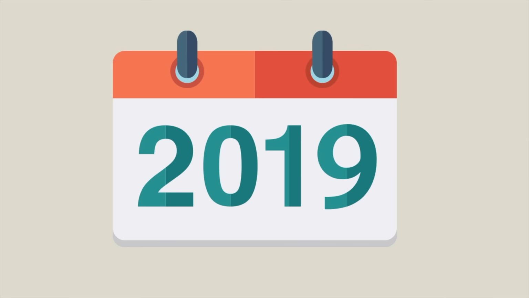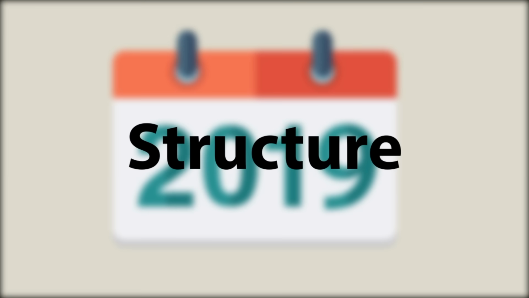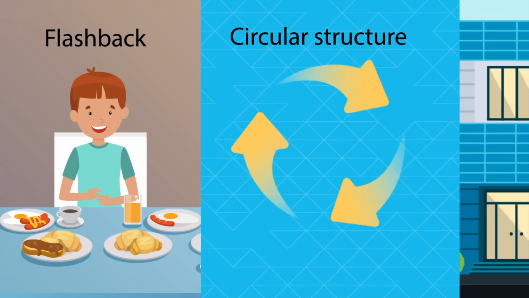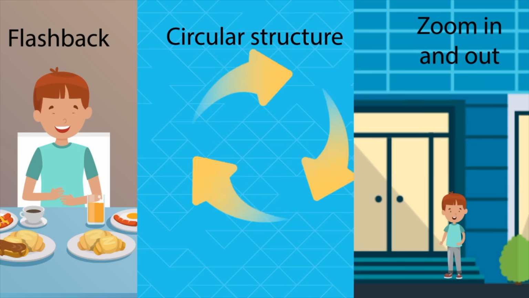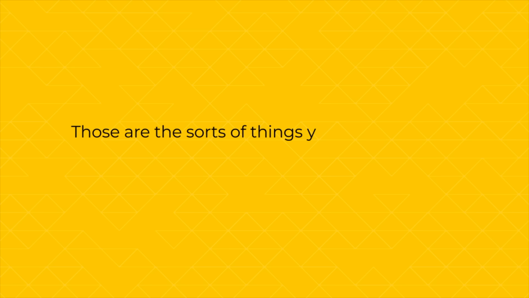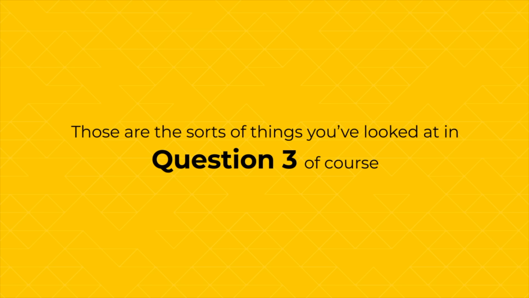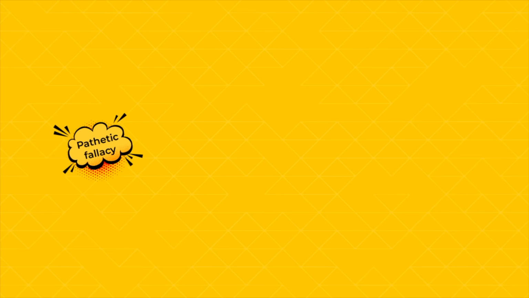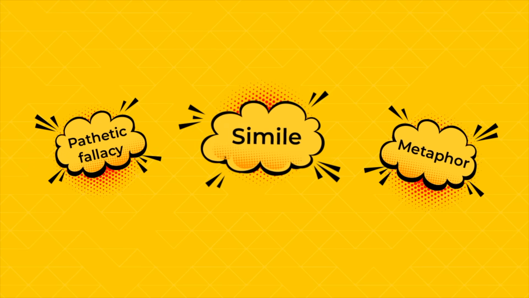For example, aim to use some structural features in your writing. Why not have a flashback or a circular structure? Why not zoom in and out or shift in focus in a cinematic way to make your writing compelling? Those are the sorts of things you've looked at in Question 3, of course. And similarly with language, use some of those language features you've been studying all year for Question 2: pathetic fallacy, metaphor, simile, that kind of thing.